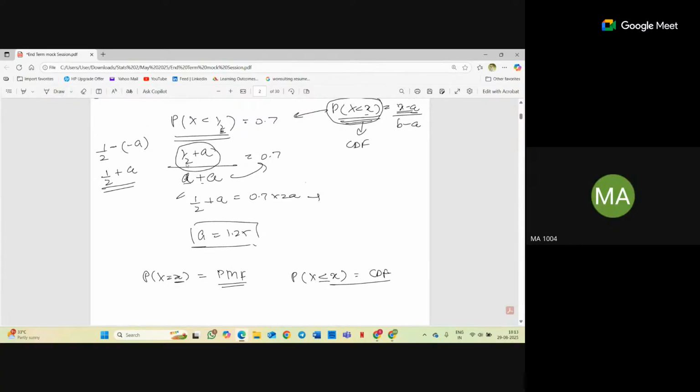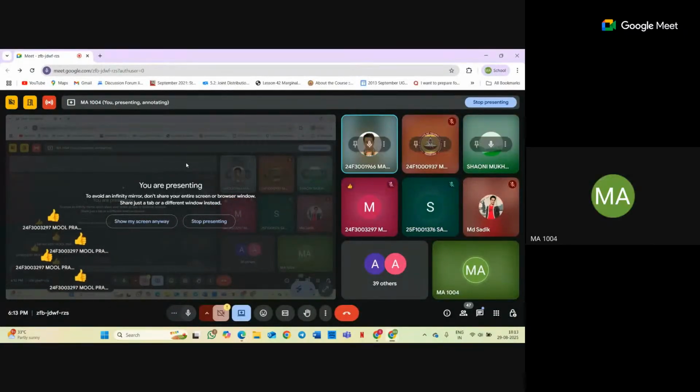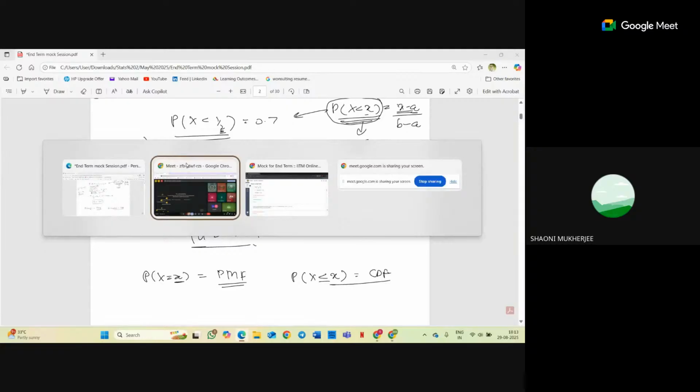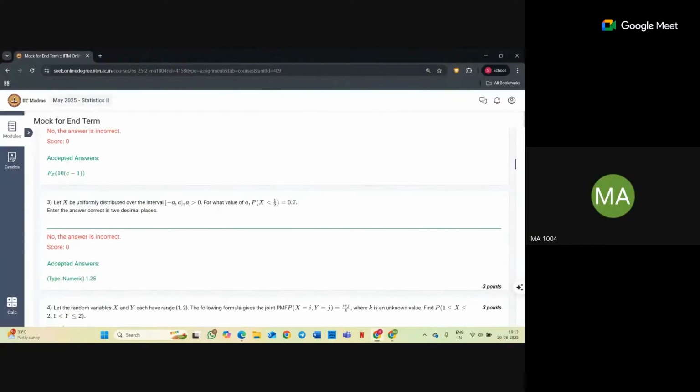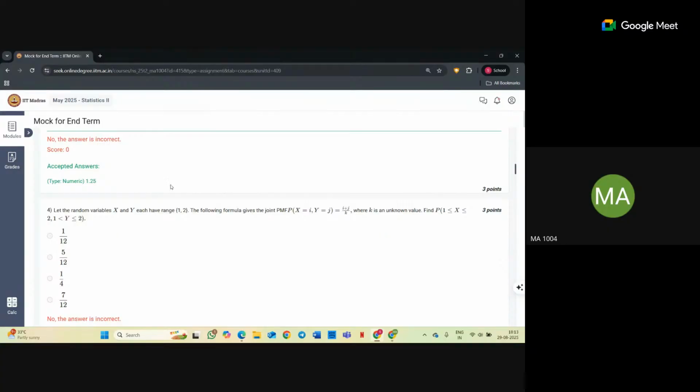Is the second question clear to everyone? Can I proceed further? Yes, ma'am. Okay, fine. Now the fourth question, worth 1 point: Let the random variables X and Y each have range {1, 2}. The following formula gives their joint PMF, where k is an unknown value. Find the probability of X going from 1 to 2 and Y going from 1 to 2.